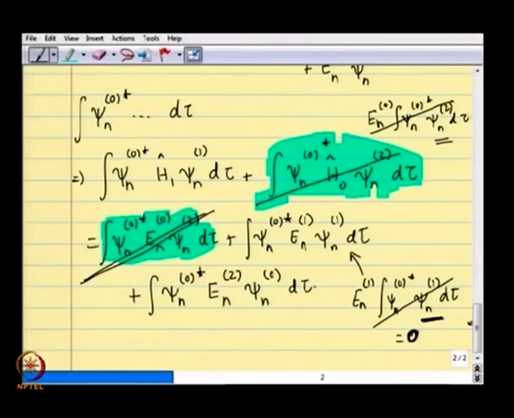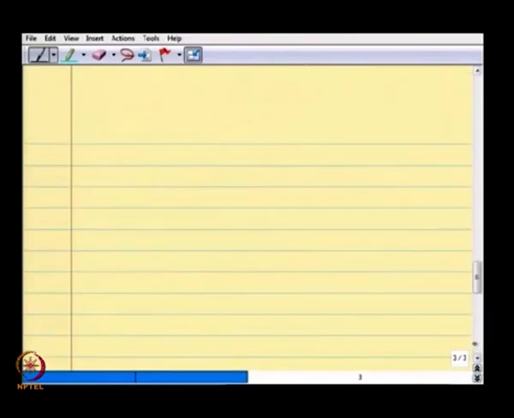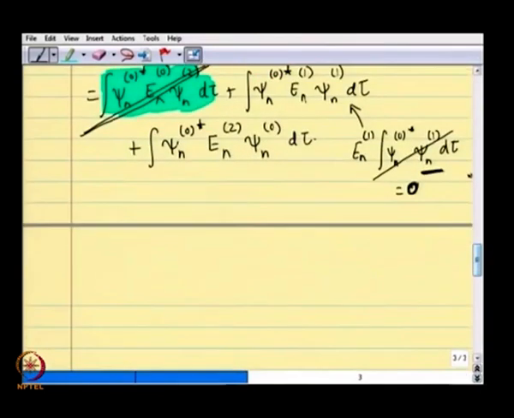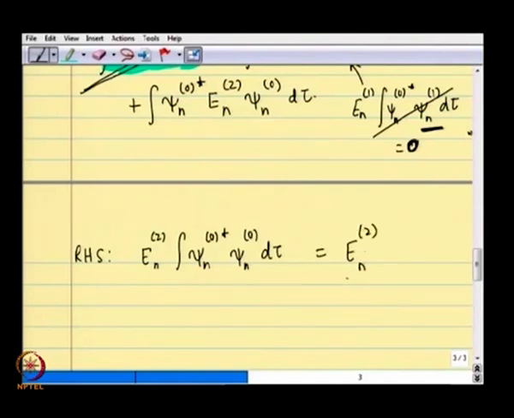Okay. There is no correction from this term, it is all 0. So, what is left over on the right hand side is only one term. Now, we collect that. The right hand side is, of course, E n 2, the constant that we are looking for. Therefore, if we write the right hand side first, E n 2 times the integral of psi n 0 star psi n 0 d tau, we know that this integral is equal to 1, and therefore, the right hand side has only one term, the second order correction that we are looking for.